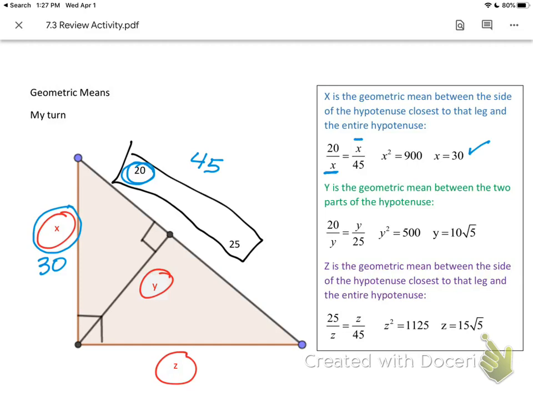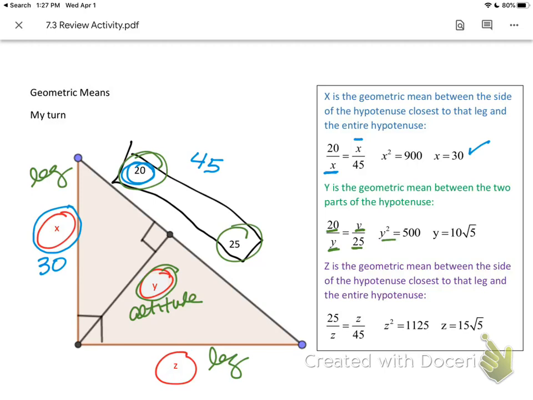Okay, the y is the altitude, okay? So it has another name. It's not a leg, it's an altitude. Okay, so I have everything labeled for us now. And what's happening here is that the altitude is the geometric mean between each of the parts of the hypotenuse. So I have 20 and I have 25 there. Okay, so do your cross products.